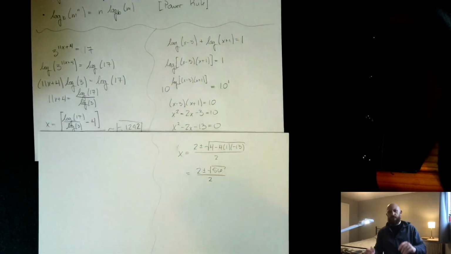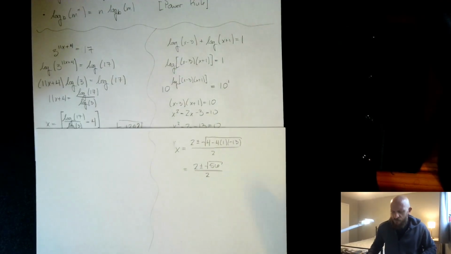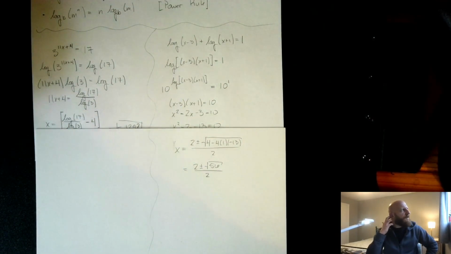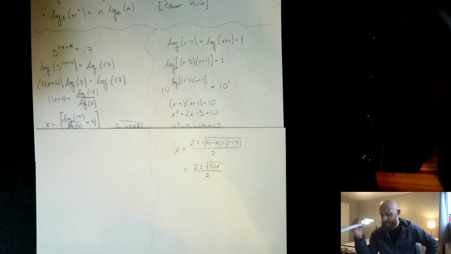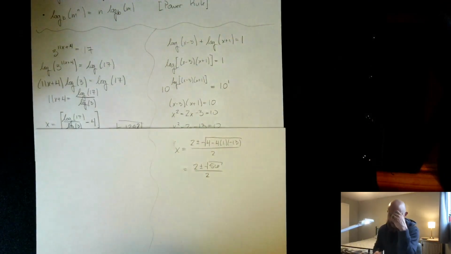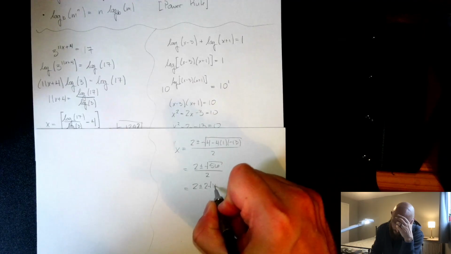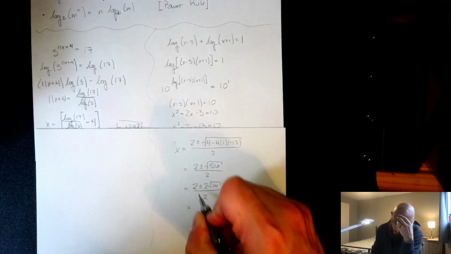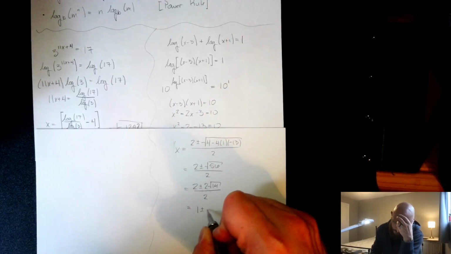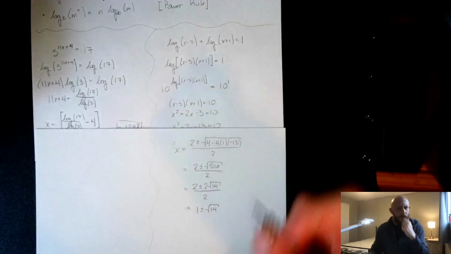Square root of 56, you could simplify that. Let's see, 56 is 8 times 7, is that right? 4 times, why is this so hard for me? 4 times 14, is that right? Yeah, 8 times 7 is the same as 4 times 14. So it would be 2 plus or minus 2 root 14 over 2, or 1 plus or minus root 14.